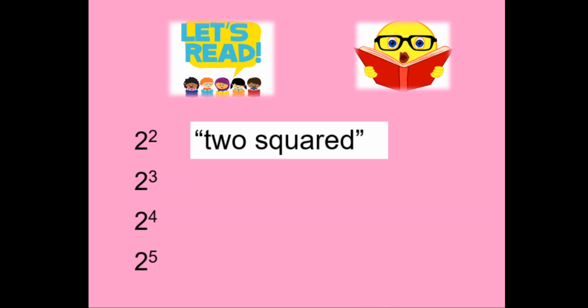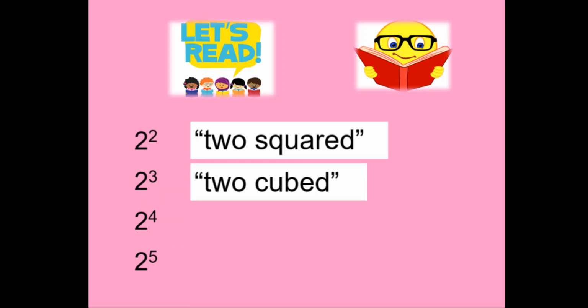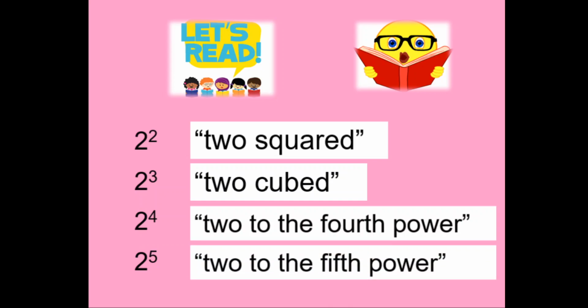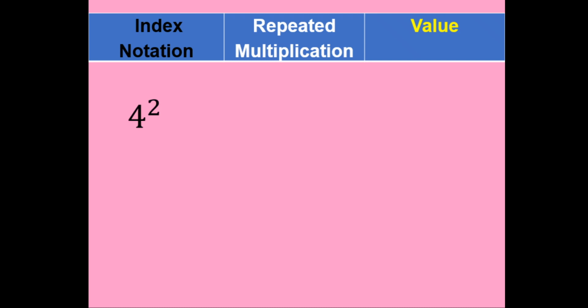Say 2 squared, 2 cubed, 2 to the 4th power, 2 to the 5th power. Numbers in index notation can be solved by writing it as repeated multiplication.